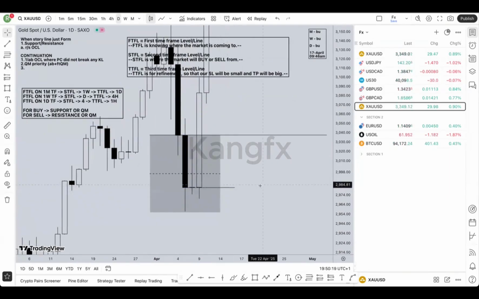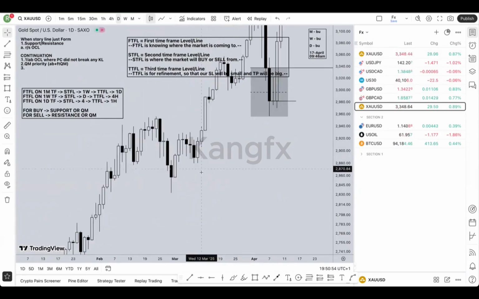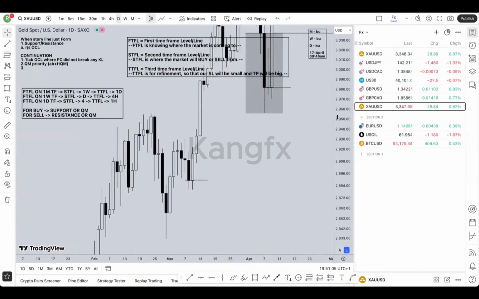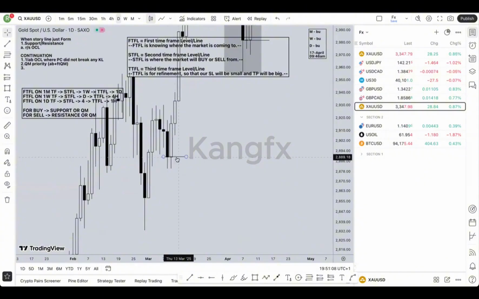When we go to TTFL, there are three things we look for in TTFL. We look for only three things. On STFL, we look for only two, which is support, resistance, and QM; support and resistance are the same thing, QM. Then on TTFL, we look for three things, only three things. If this was the area where I want to take my trade, let's say the market storyline is set and we're waiting for a pullback or retracement into our support. After marking my support, this is going to be my FTFL.